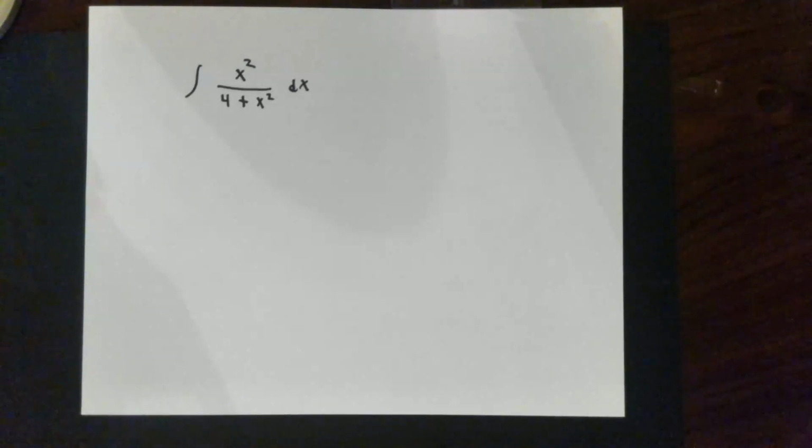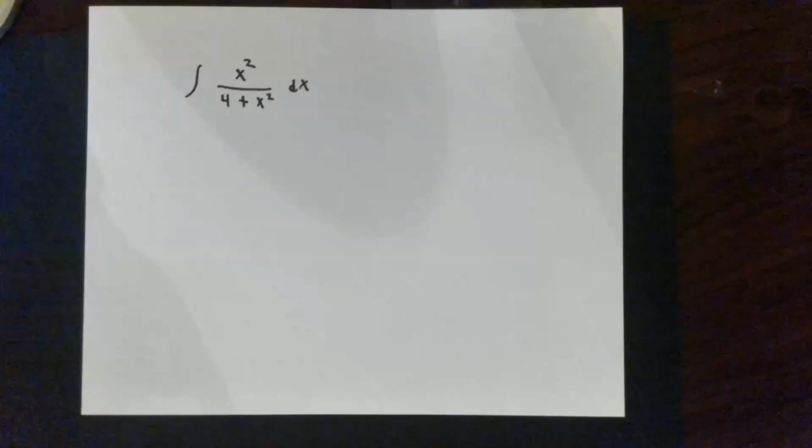I'd like to look at the integral of x squared over 4 plus x squared dx. There are a number of ways I can think about doing this, one of which is to notice that the bottom of the fraction is very similar to the kind of substitution we were just doing, except that there's no square root symbol.